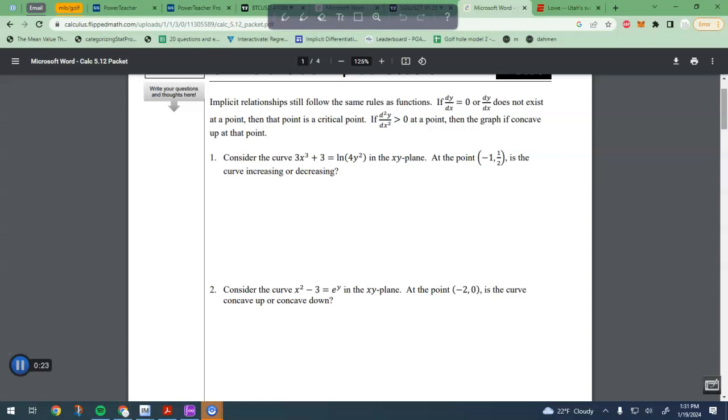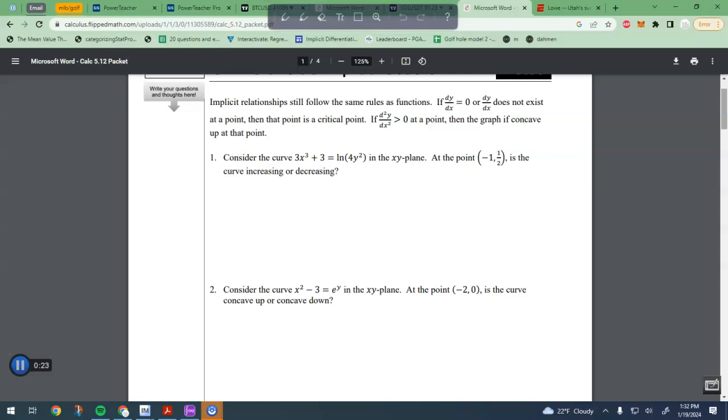This hopefully is more a review of implicit differentiation than new material. We'll see. They're going to give you an equation that requires implicit differentiation to take the derivative of, so it's going to have x's and y's in it. Then they're going to ask, is the function increasing or decreasing, concave up, concave down, relative max, relative min, which we've done all that stuff. We just haven't done it with implicit differentiation. But it's not really that much more difficult.